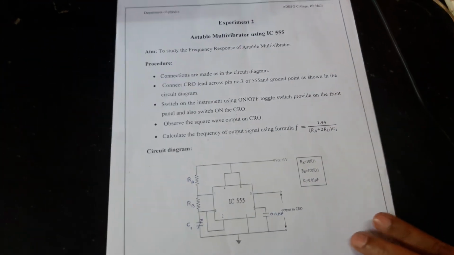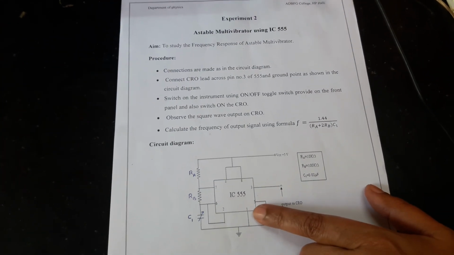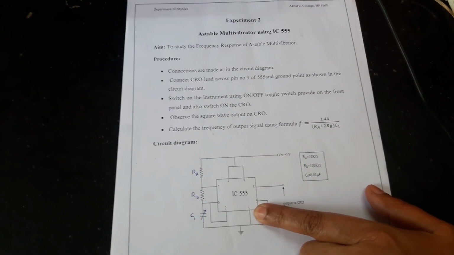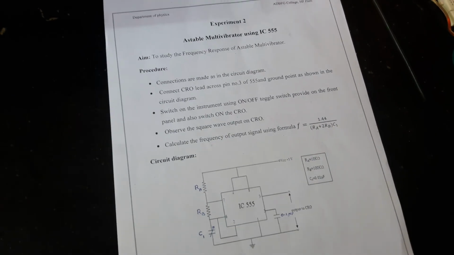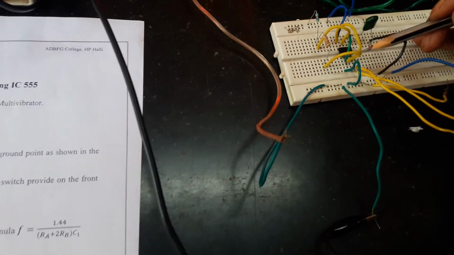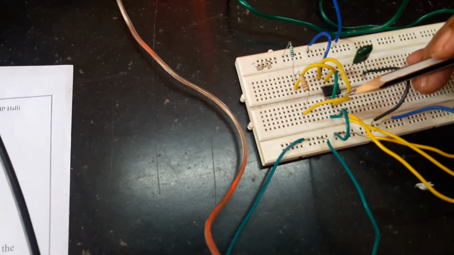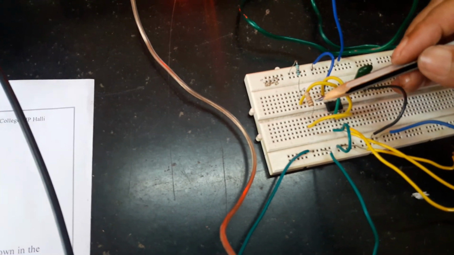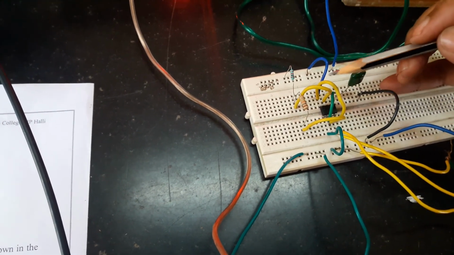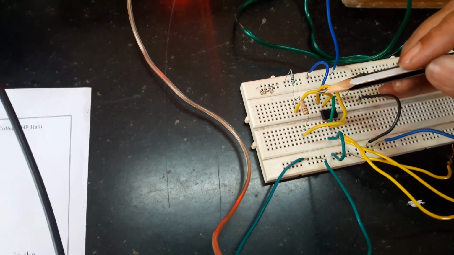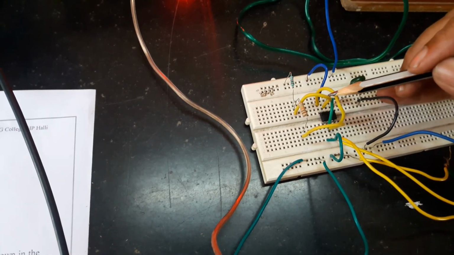Okay, so I'll start my connections from pin 1. Pin 1 should be grounded. Just I'll show you. Pin 1 is grounded here, and from pin 2 it goes to pin number 6. From the same pin 2 you should connect it to RB, which is 10 kilo ohms. Then the other end of RB is connected to pin number 7.